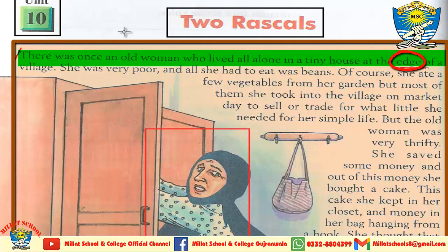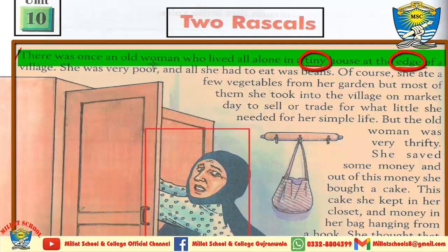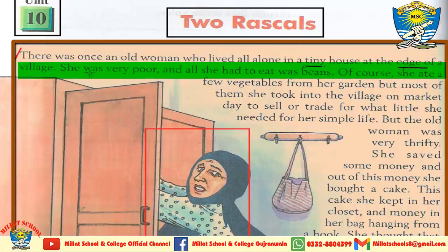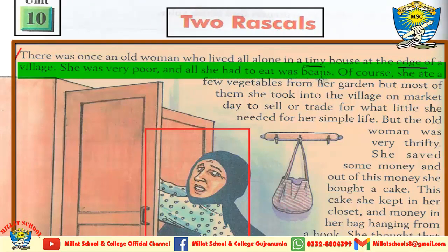Can you apply it in your sentence? Like this. There was once an old woman who lived all alone in a tiny house at the boundary of a village. Students, the meaning of tiny is little. So you can also say there was once an old woman who lived all alone in a little house at the boundary of a village. Very good.